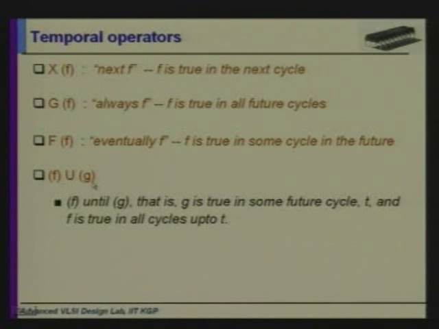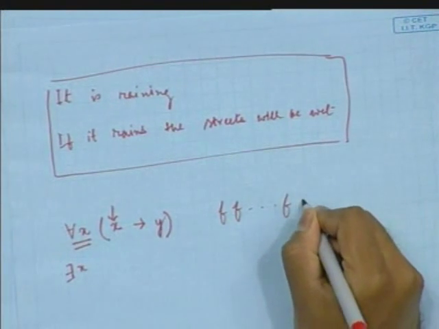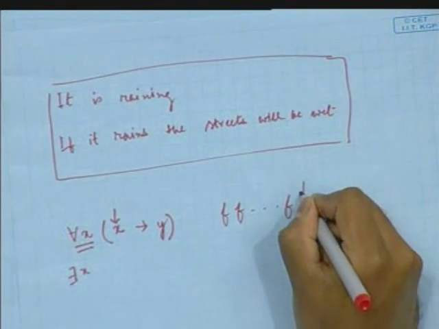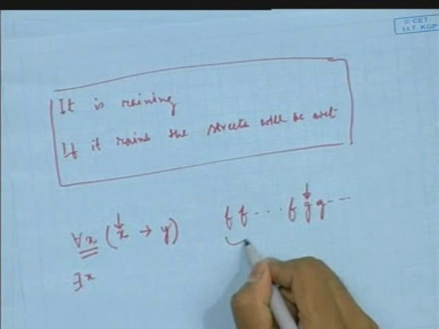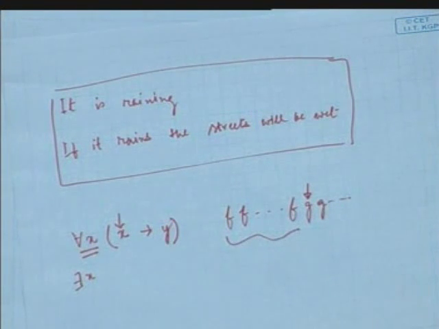And this one is f until g, that is, we will have a sequence of f, then we will have g. So before the first occurrence of g we will have a continuous sequence of f. Okay, let us describe these things in more detail.